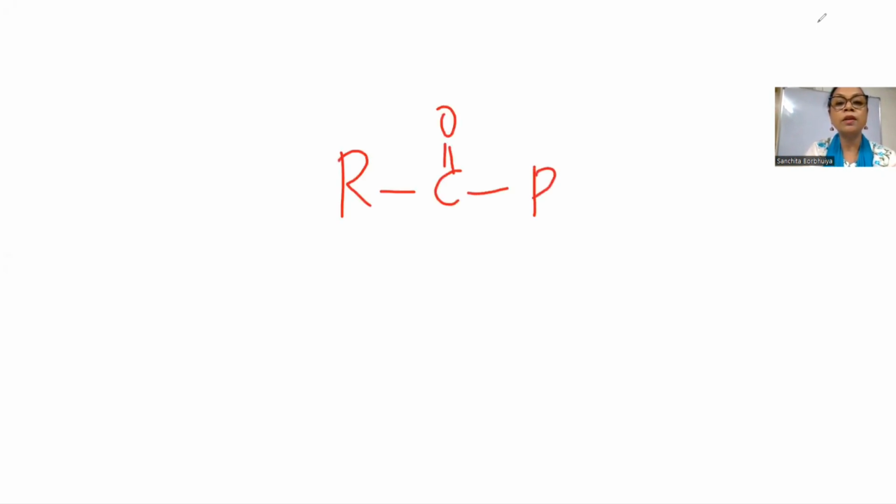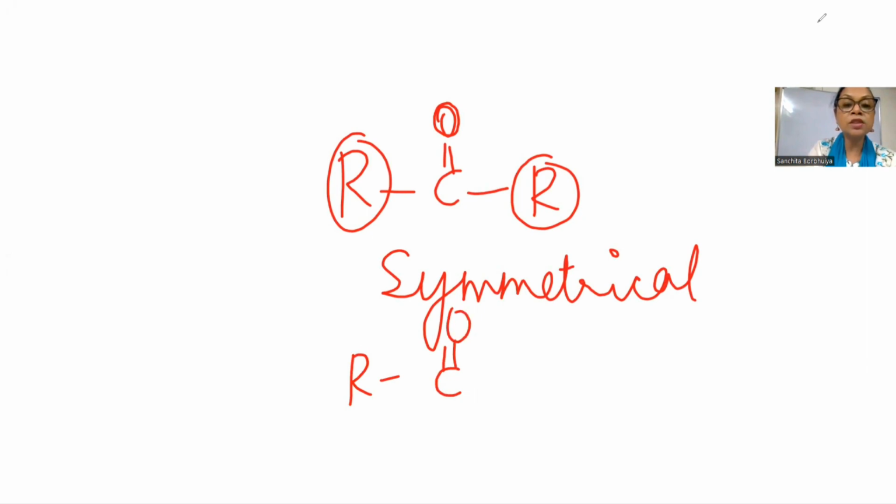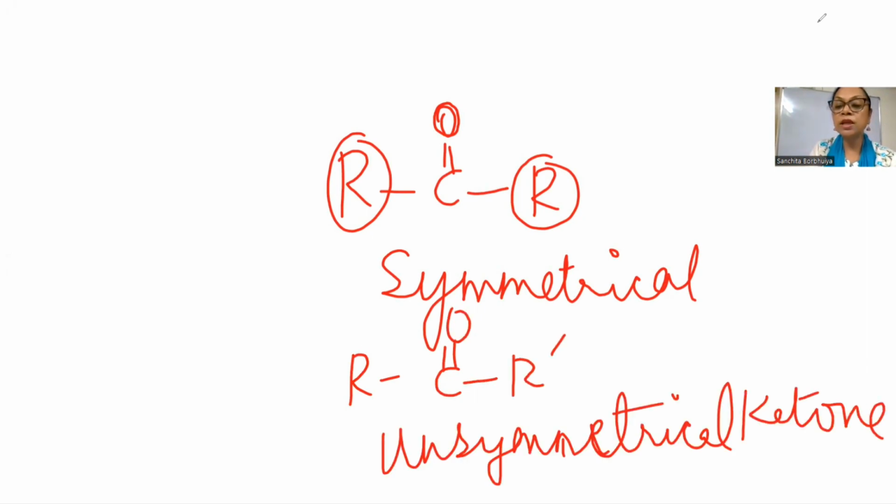So ketones have the general formula RCOR. If the two R groups are similar, it is a symmetrical ketone. And if the R's are not similar, it is an unsymmetrical ketone. So ketones are classified into symmetrical and unsymmetrical ketones. So without wasting time, let us go to naming ketones.